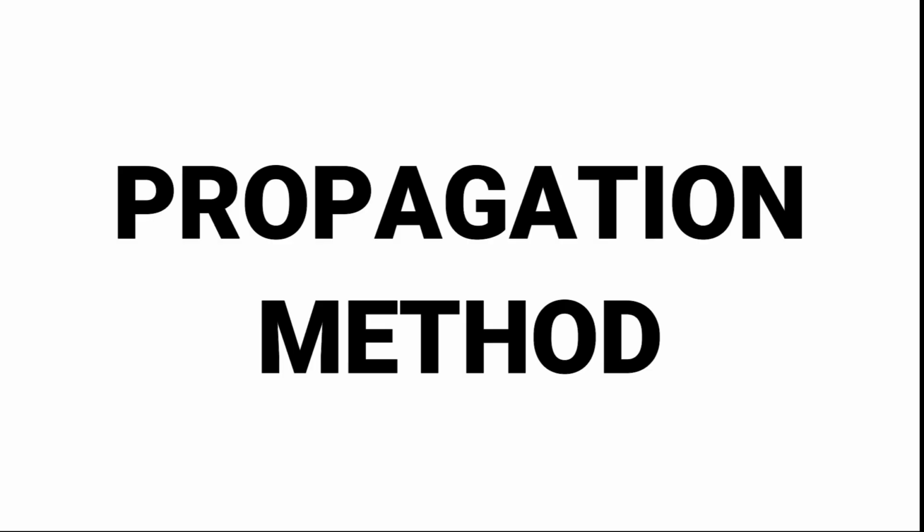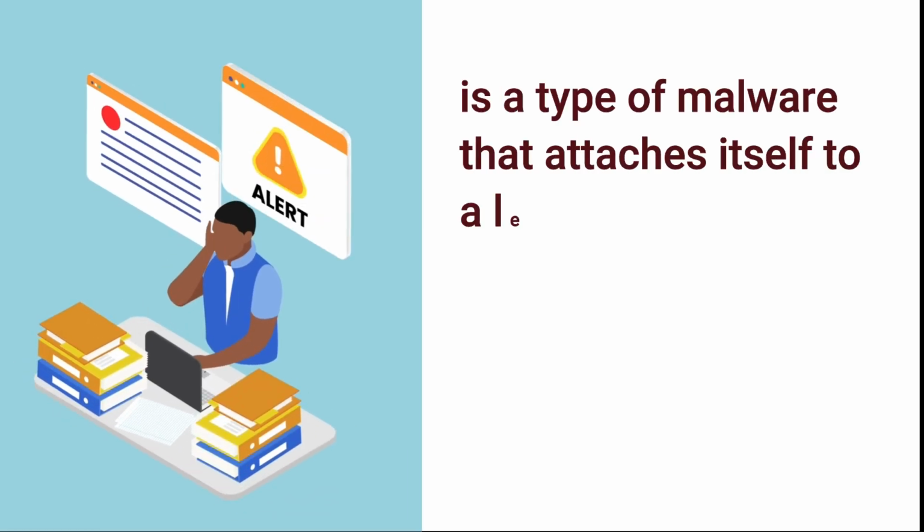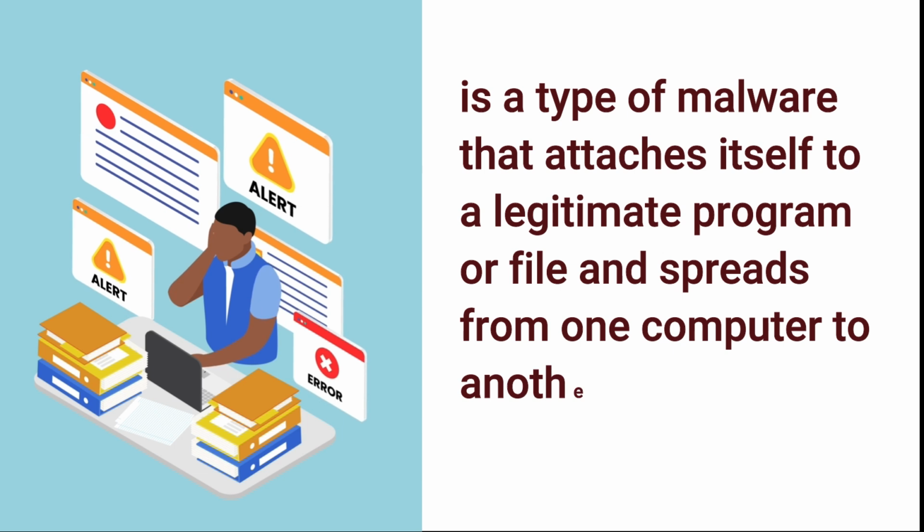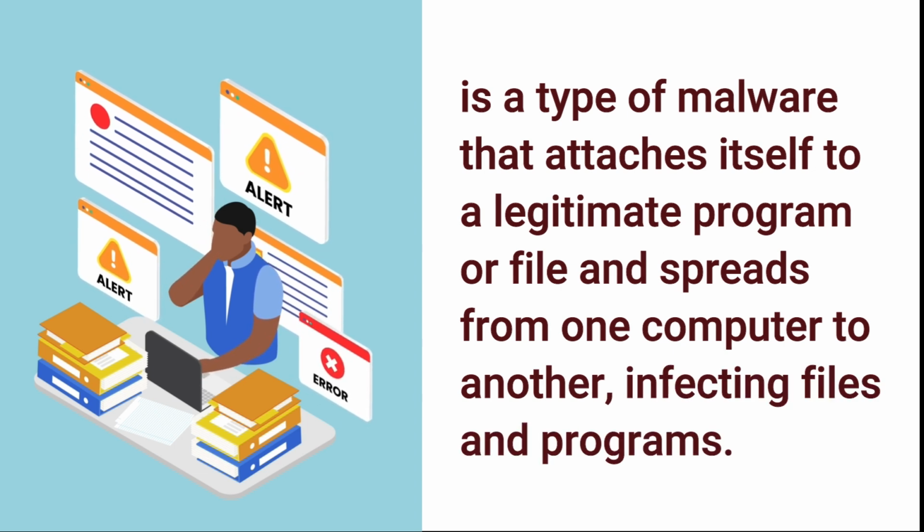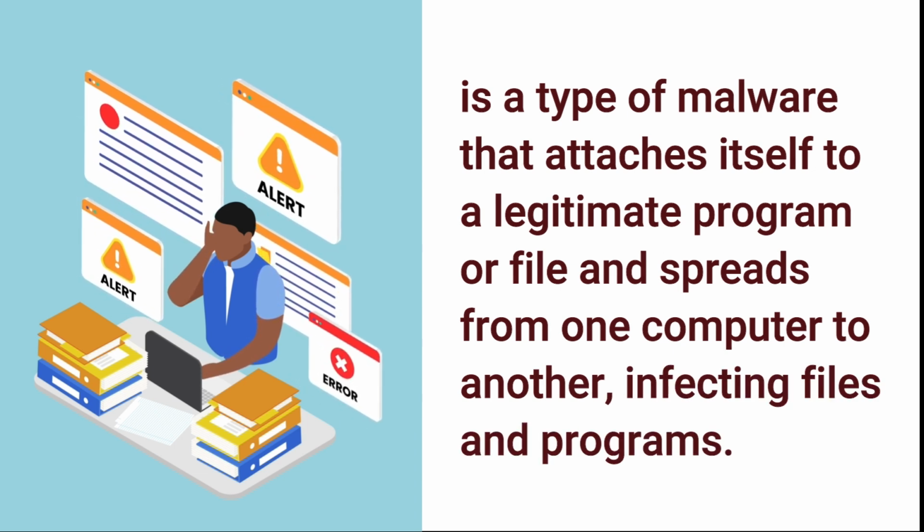So I will be giving you their definition, examples, how they spread within your device, how they impact you, and how to prevent them. Number 1. Viruses. A virus is a type of malware that attaches itself to a legitimate program and spreads from one computer to another, infecting files and programs. Examples are the Melissa virus, ILOVEYOU, and Conficker. Here is a visual representation of the ILOVEYOU virus.